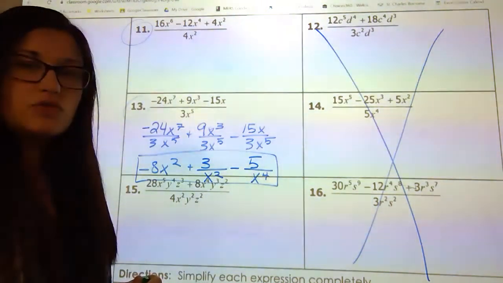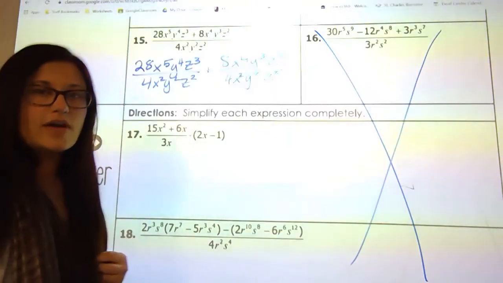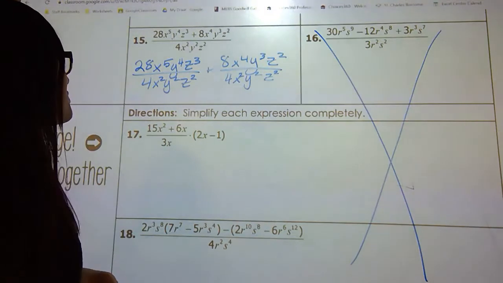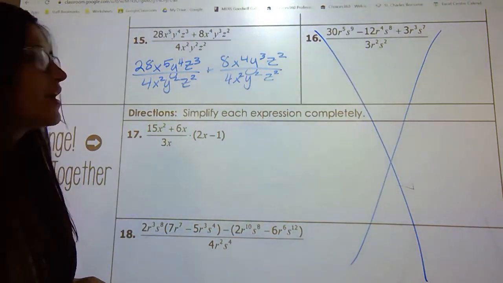All right, I'm going to do number 15. Okay, so I went ahead and rewrote it already for you. Okay, you don't have to sit through me writing all the mumbo jumbo up there.